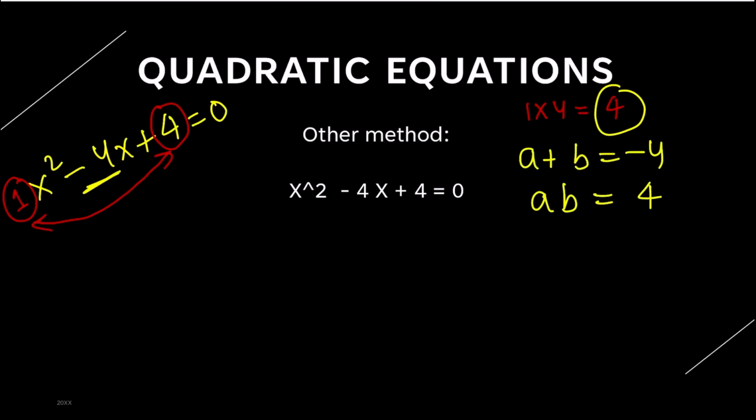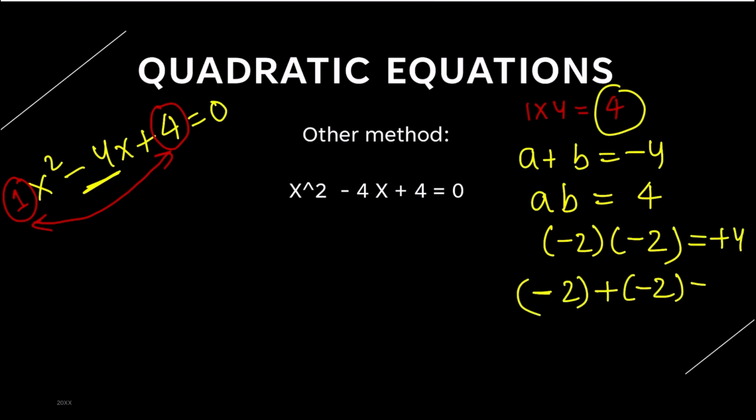Now think of two numbers whose product is 4 but sum is minus 4. Is it not minus 2 and minus 2? See, this will come by practice. Once you solve a lot of quadratic equations by this method, you will be able to find the pattern. So here I know those numbers are minus 2 and minus 2, which give me the product as plus 4, and the sum of minus 2 plus minus 2 is coming out to be minus 4. So those numbers which I was looking for are minus 2 and minus 2. I hope this is clear.